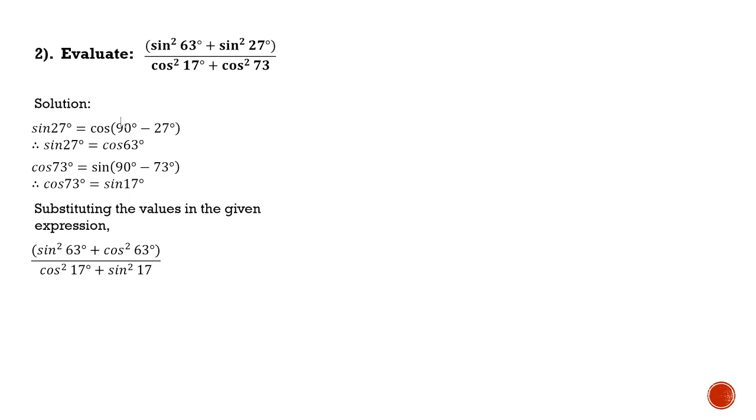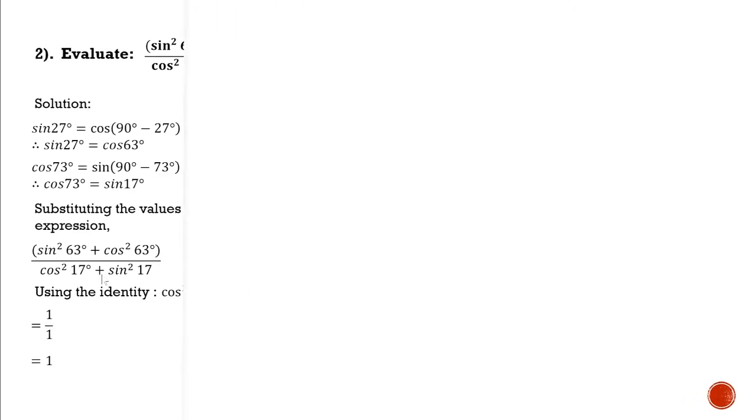So here our angles are also matching. In sine square 63 plus cos square 63, the angles are the same, so it will be equal to 1. And similarly, cos square 17 plus sine square 17, again the angles are the same, so it is also equal to 1. So this is how the evaluation of the above expression is obtained as equal to 1.